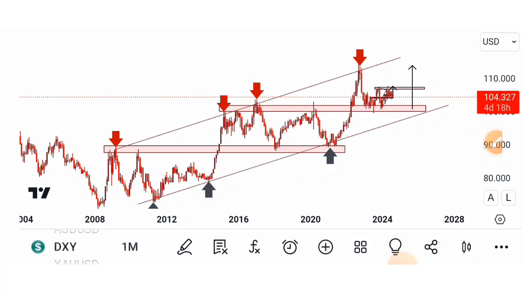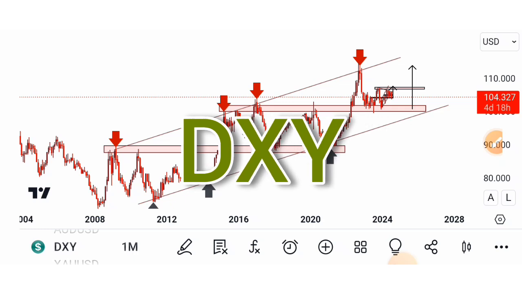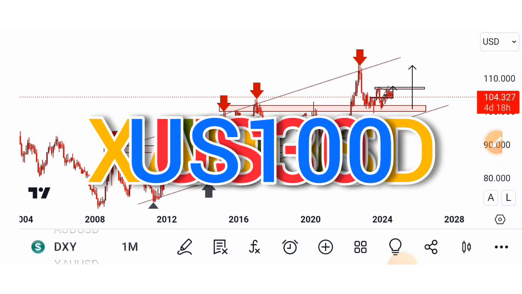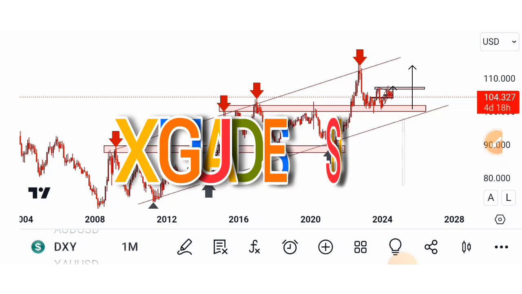So on this particular video, guys, I'll be analyzing for you the dollar index, gold, US30, US100 and the German 30. So without wasting time, let's just get straight to it.